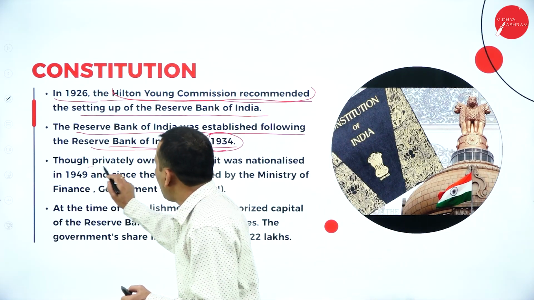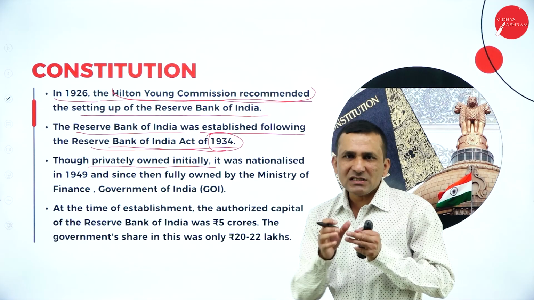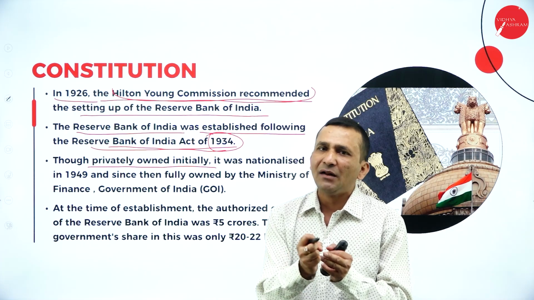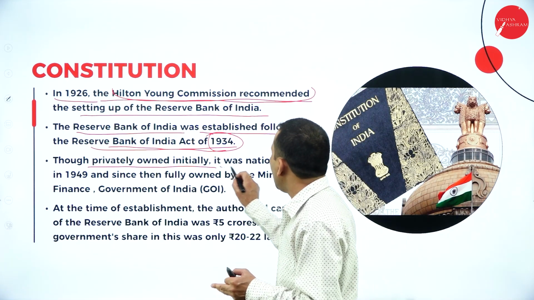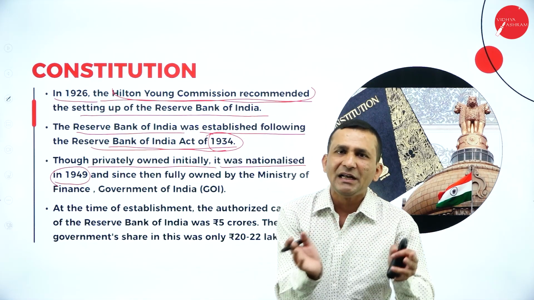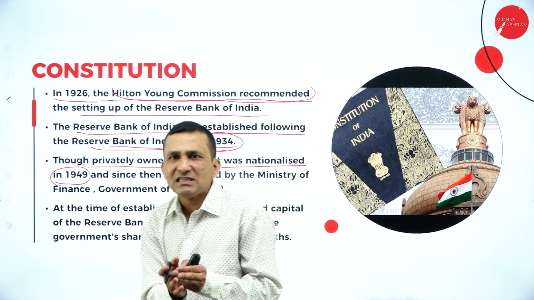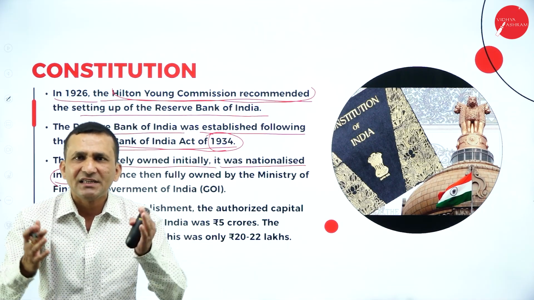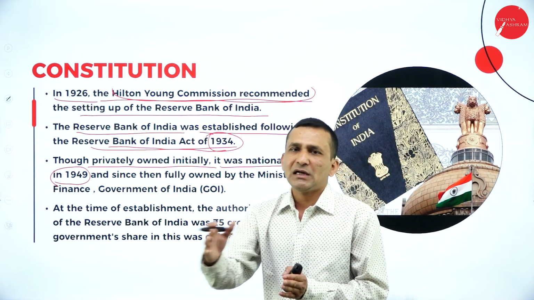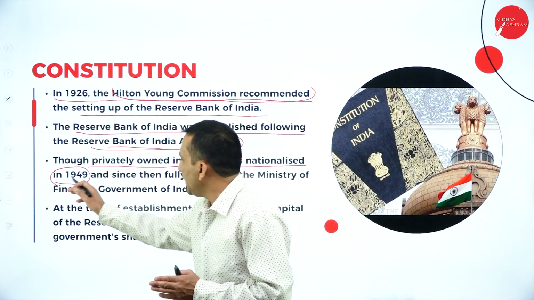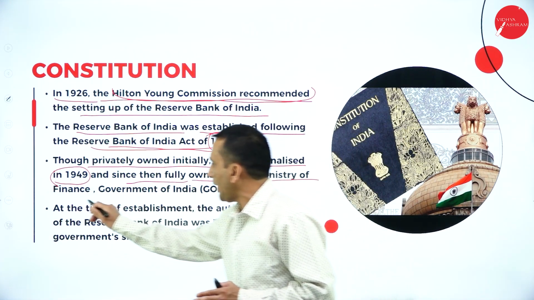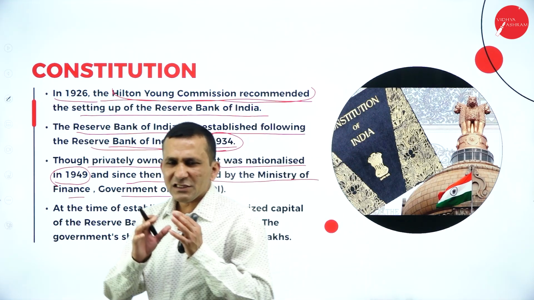Next, initially it was privately owned, because private parties wanted to take responsibility, which meant private control. Now RBI has complete control. It was nationalized in the year 1949, which is completely in our country. Nationalizing means what? Throughout the state, RBI has at least one branch, the head office. So the complete control was taken in the year 1949, and since then it has been fully owned by the Ministry of Finance and the Government of India.